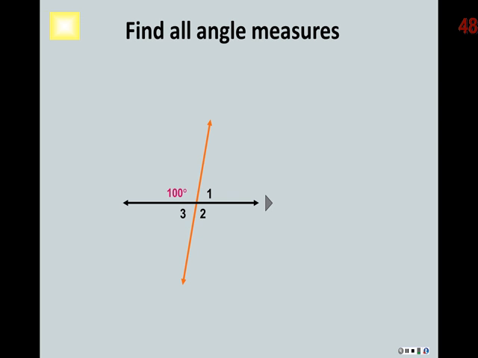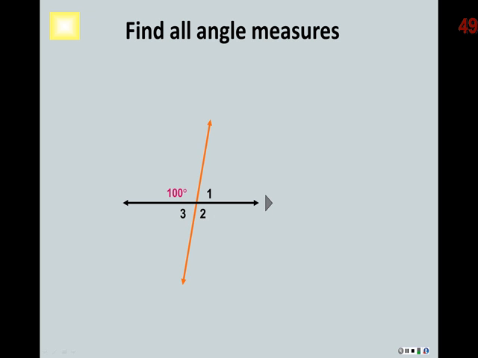Now, I know that this angle right here is 100 degrees because it's labeled 100 degrees. How big is angle 2? 100 degrees. What's wrong with you guys? Opposite angles are equal. Right? So if this angle is 100 degrees, angle 2 is 100 degrees.